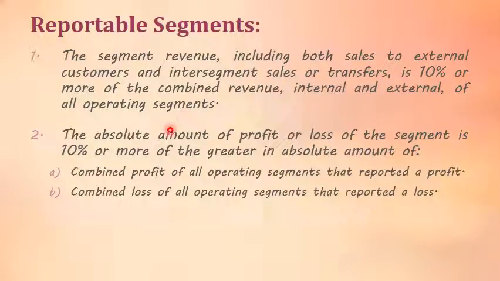Then second, the absolute amount of profit or loss of the segment is 10% or more of the greater in absolute amount of, number 1, combined profit of all operating segments that reported a profit and combined loss of all operating segments na nakapag-report ng loss. So, anong ibig sabihin nitong number 2? So, 10% pa rin. Dapat, yung makukuhang profit or loss ng segment ay 10% daw ng absolute amount ng profit or loss na mas mataas.